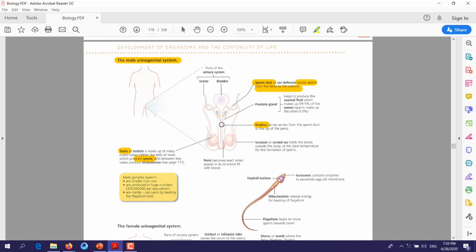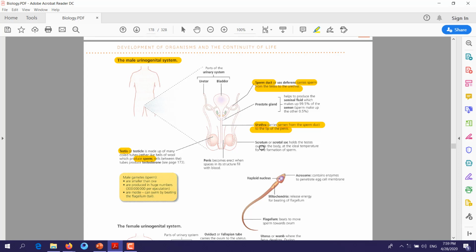Then when the sperm reaches the urethra, as you can see here, a part of the urethra is in the penis. So the urethra carries semen from the sperm duct to the tip of the penis. Then the penis becomes erect when spaces in its structure fill with blood. This we explained before. There are small holes in it, and when these holes are filled with blood, it will become erect.